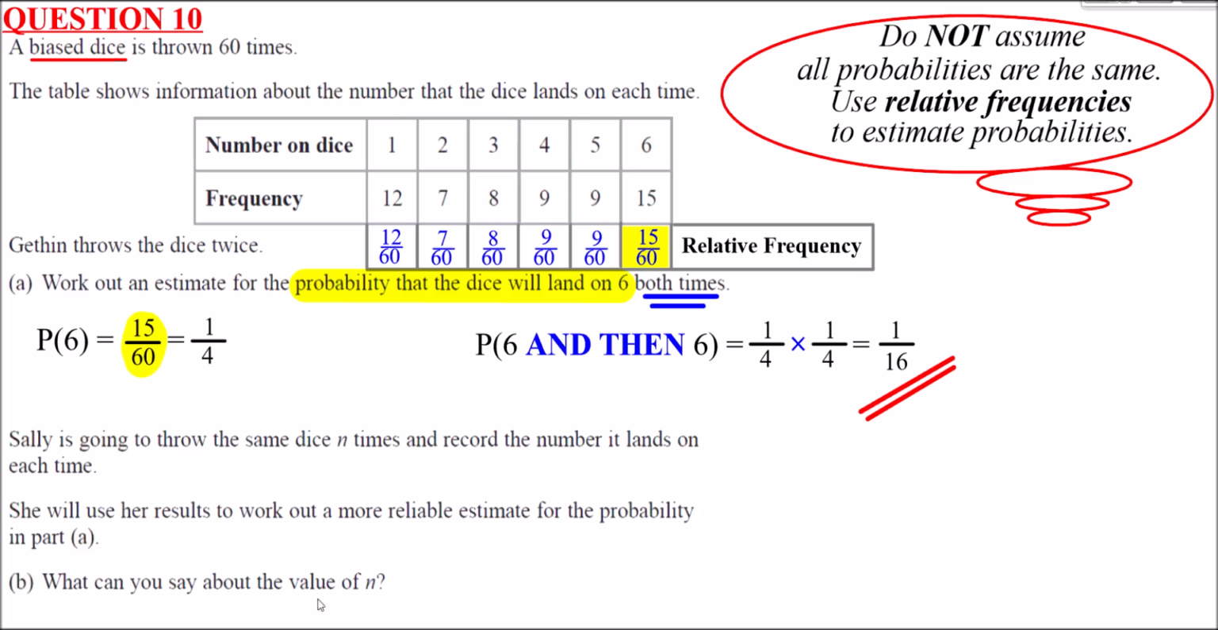So what we can say about the value of n, to put it as simply as I possibly can, is that n needs to be more than 60. N needs to be bigger than 60. The bigger, the better. The bigger it is, the more reliable her data shall be.